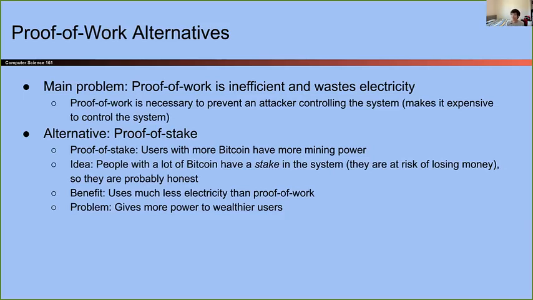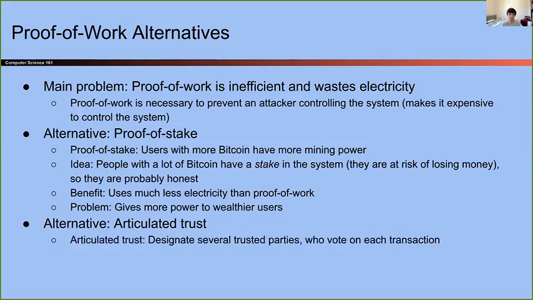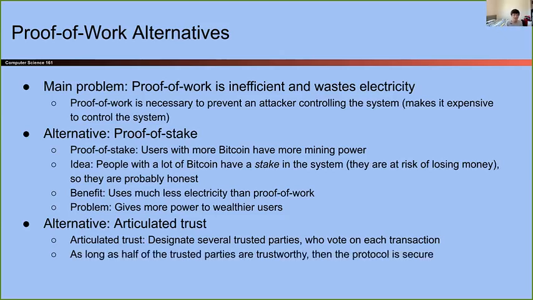I'll leave it at that. There's also another idea called articulated trust. This just says, I trust someone else, and that someone is authorized to vote on given transactions on my behalf. So it's almost like federation, federal governments, republics. I'm not great at government things, but you basically designate other people to vote on transactions. And as long as half of the trusted parties are trustworthy, then the protocol is secure.